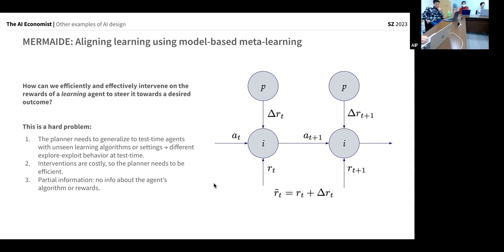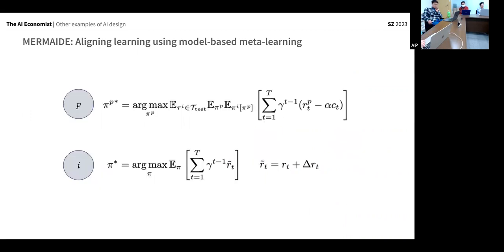The third complication is that there's partial information. The planner doesn't really know everything about the algorithm the agent is using to learn, nor the rewards that it's actually receiving. The economic concept here is that the reward function that the agent sees is its utility. But utility is something internal in our brain. I can't really see how happy you are. I can maybe only ask you.